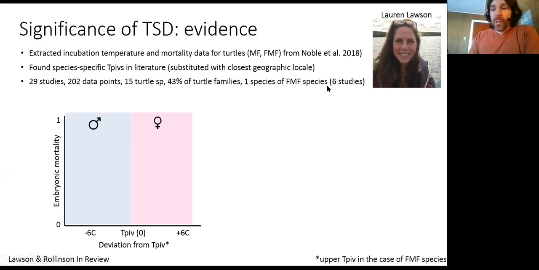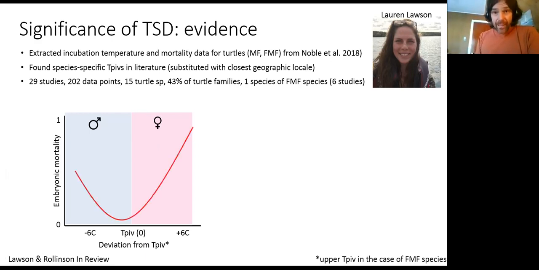So I'm going to show you the results where we analyze the FMF species together with the MF species, and then just the MF species. I'm doing this with mortality with respect to pivotal temperature. For these FMF species, we're just looking at the upper pivotal temperature, and we're ignoring the lower pivotal temperature. We're pretending it doesn't exist.